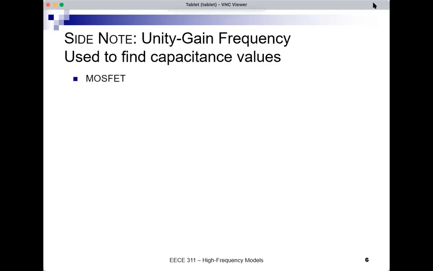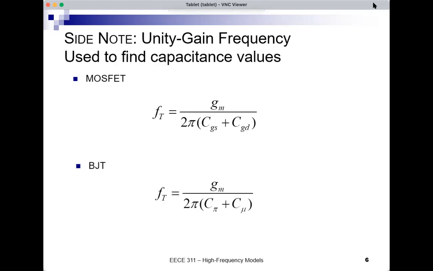And as a side note, we introduce a quantity called unity gain frequency, which you may see in some exercises or some problems. This is FT, referred to as F sub capital T. It's called the unity gain frequency. And in the case of MOSFET, it's related to CGS and CGD and also GM. So FT is GM over 2 pi (CGS plus CGD). In the case of BJT, it is GM over 2 pi (C pi plus C mu).